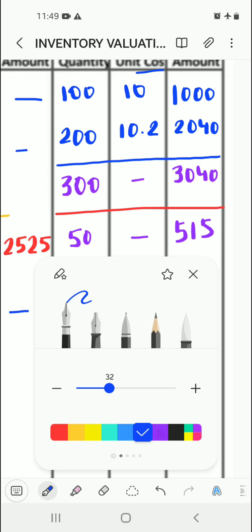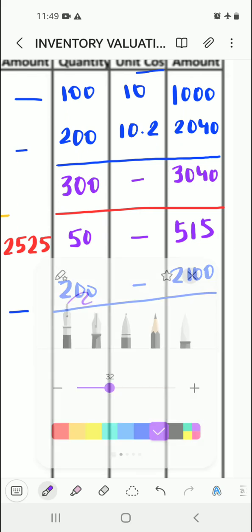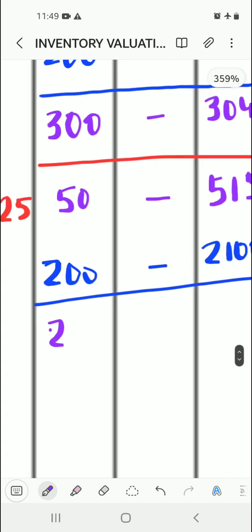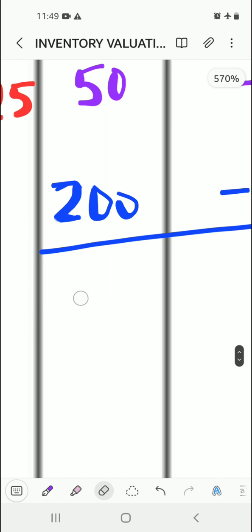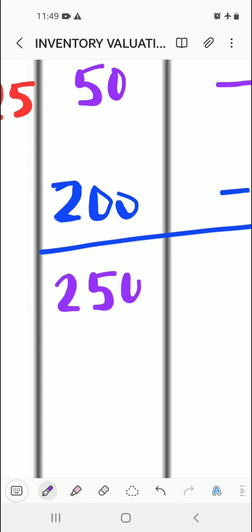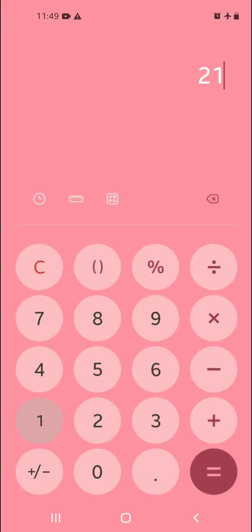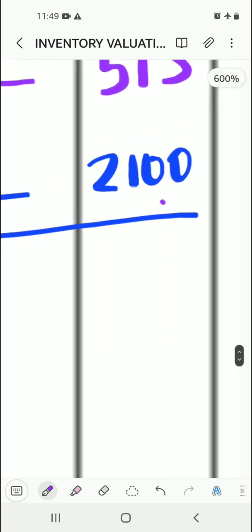So let's write the total balance. With violet we are writing the total balance. So this is 200 plus 50. So this will be 250. So 250, amount will be 515 and 2100. So 2100 plus 515, this comes to 2615.